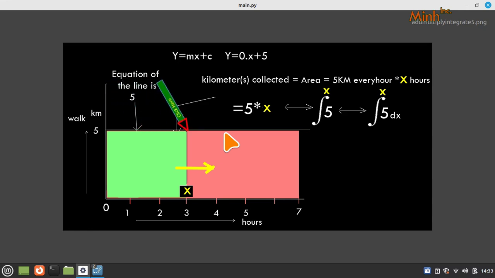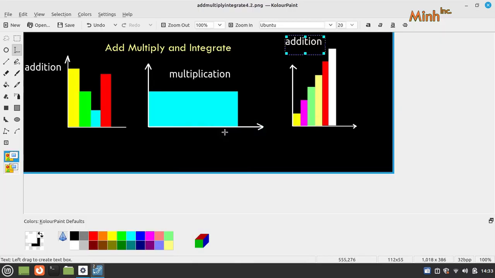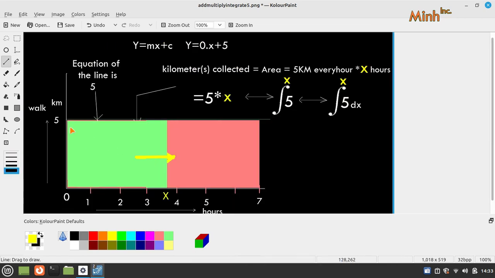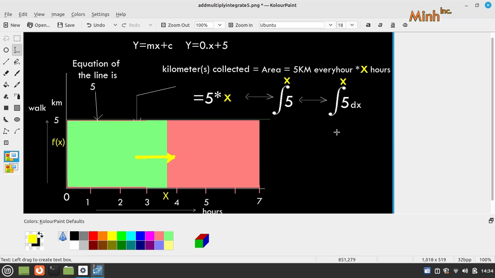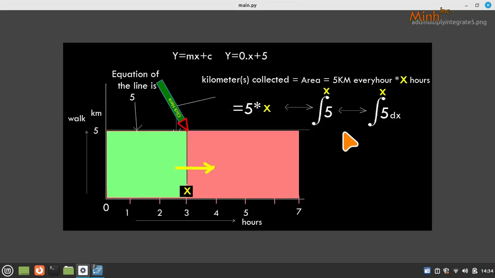So I would say, if this is 5 km per hour, or we can say the equation as 5, if this is x, then this can be denoted as fx. So for varying x, what would be the area? That is nothing but 5, fx is 5.